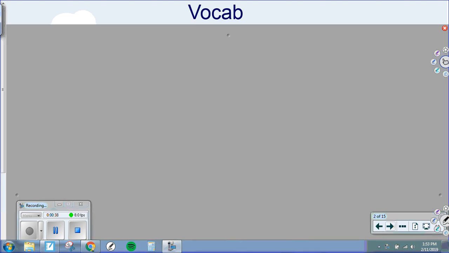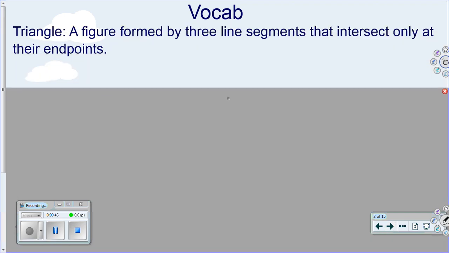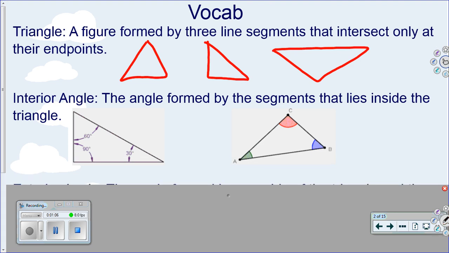All right, let's go over some vocabulary. You guys have the guided notes right in front of you. So let me talk about some vocabulary. It's a little small, so if you want to draw more of a picture next to it, feel free. So a triangle is a figure that's formed by 3 line segments. It intersects at their end points. A triangle can look like that. It could look like that. It could look like that. All right, those are all examples of triangles.